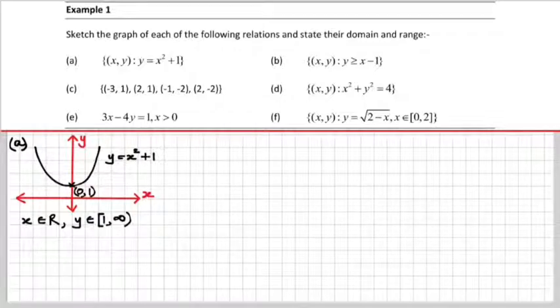What about number B? We've got y is greater than or equal to x minus 1. Alright, here it comes.